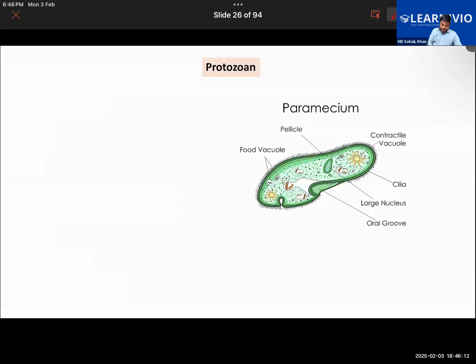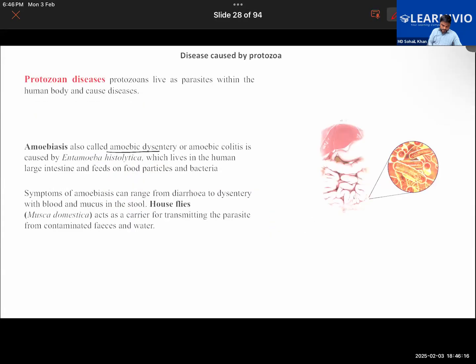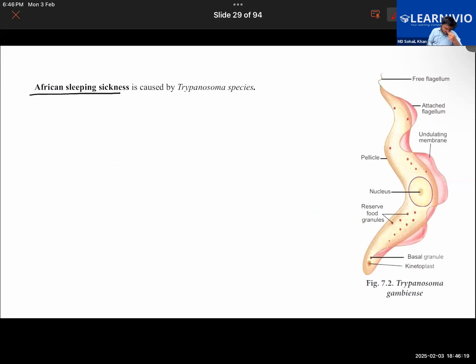Can you guys name the protozoa that causes malaria? Name the protozoa that causes malaria. Anyone?